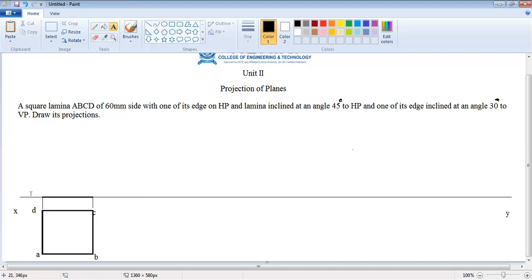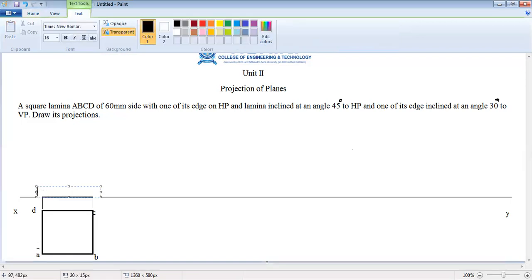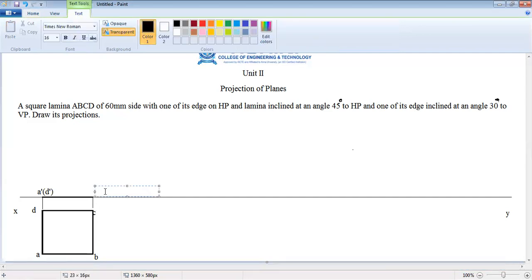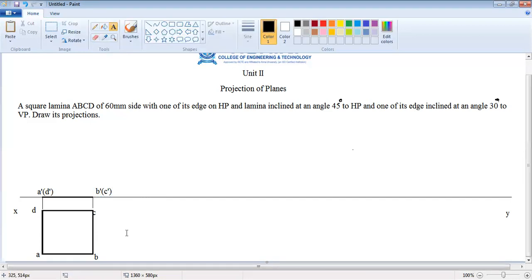And then on the front view line, we can see A and D is this, so we put it in bracket, A dash and B in bracket. Same, B is visible, C is this, so we can put the C in bracket. So this is the initial position, that is, the side is parallel to HP.